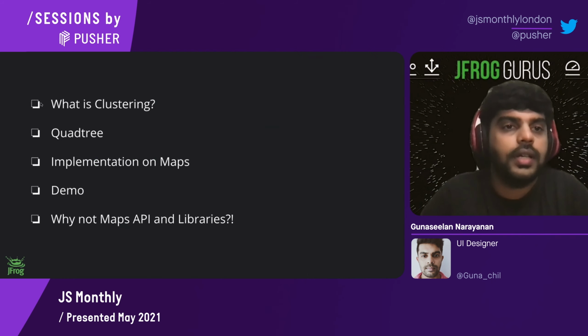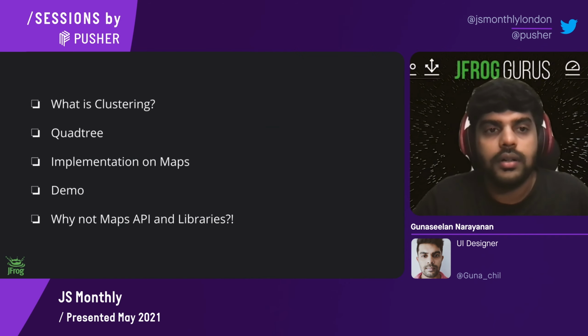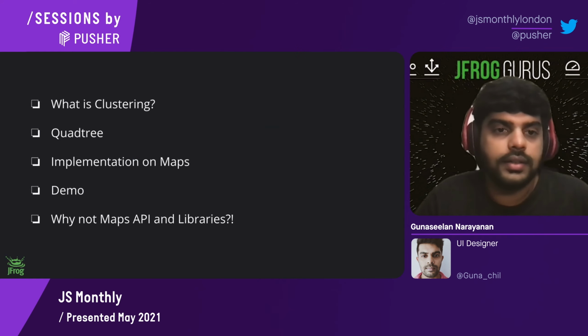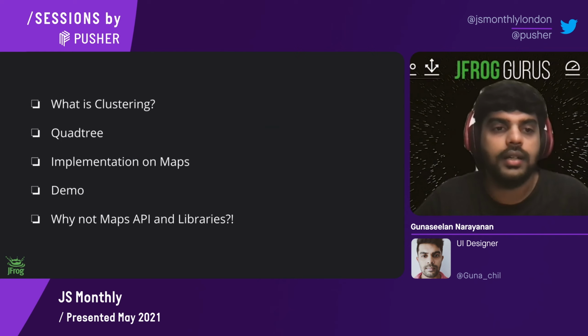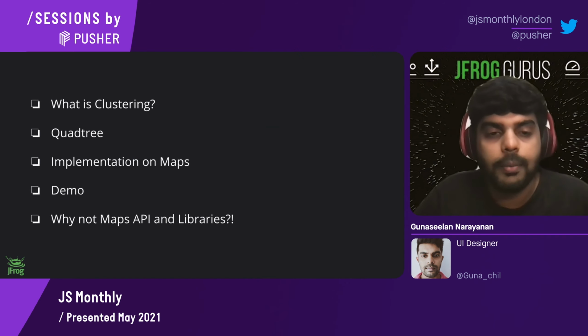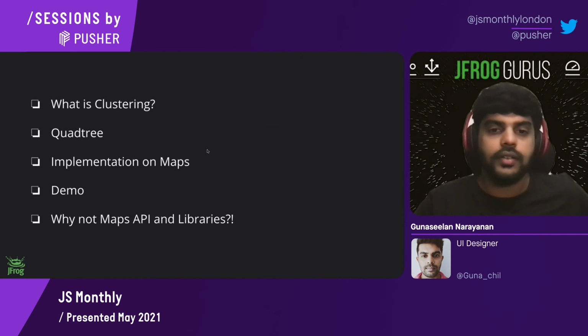So these are the topics for the day. First, let me explain what is clustering, and then we'll go on to understand what a Quadtree is, and then we'll see how to implement clustering on a map using Quadtree. And then we'll get on with the demo of a JFrog application where we have implemented clustering in our map. And then I'll talk about why we haven't considered all other map APIs available, right? We have a lot of things available, so why not take something which is existing? So yeah, that's the topics for the day.